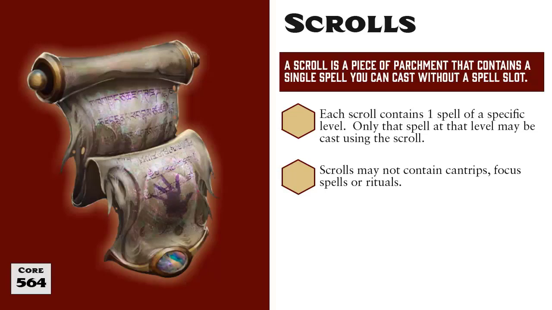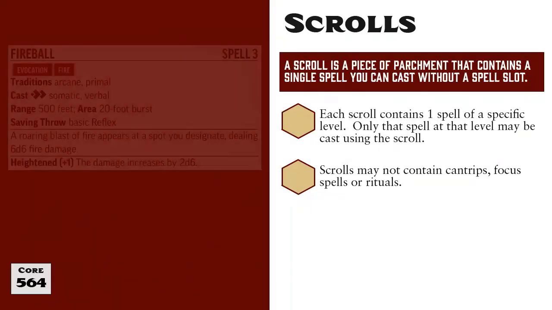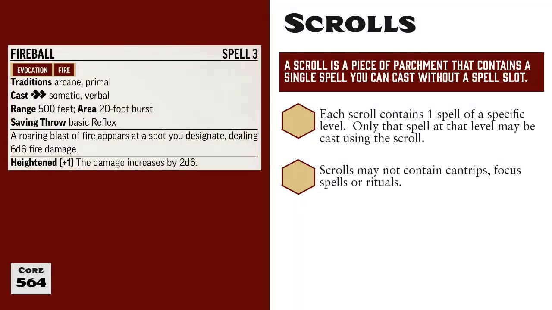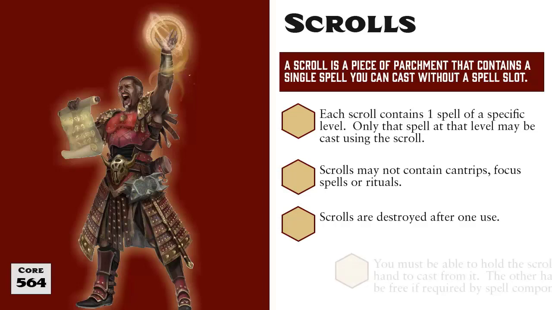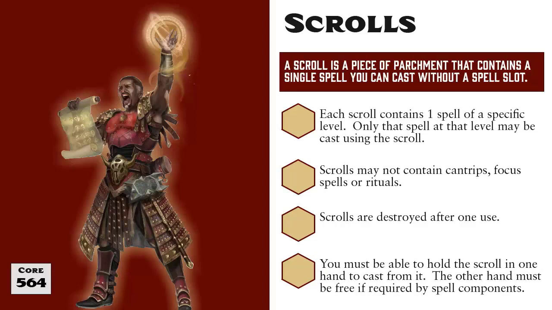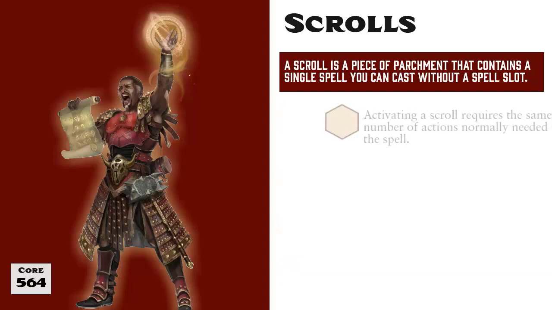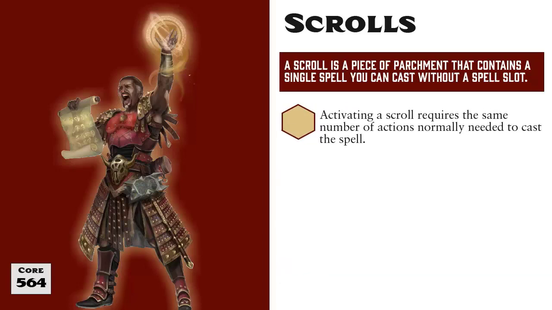If no level is specified in the scroll's name, then the scroll can be used to cast the lowest level version of its spell. For example, a scroll of Fireball with no level listed in its name contains a 3rd level Fireball spell, since that is the lowest level version of Fireball. Also be aware that scrolls are consumable items, meaning that the scroll is destroyed in the process of casting the spell. Casting a spell from a scroll works in much the same way as casting spells normally, except you need to hold the scroll in one hand, meaning you may need to spend an action to retrieve the scroll before you can use it.